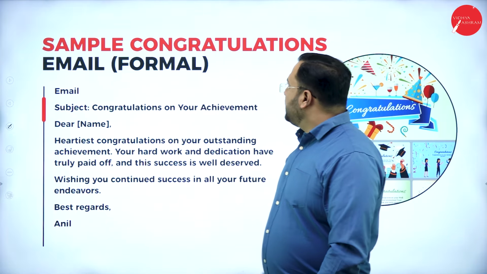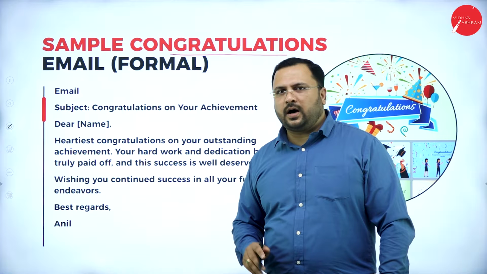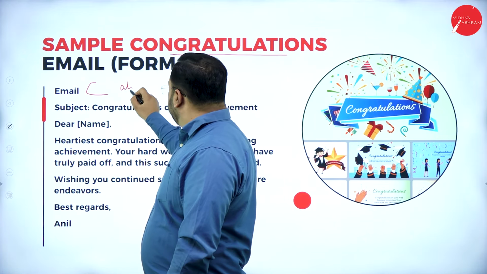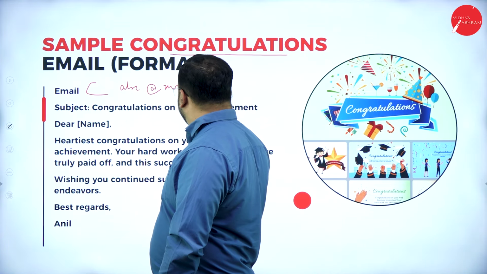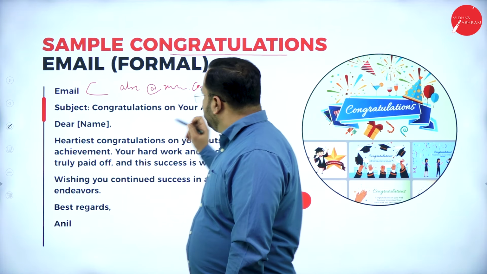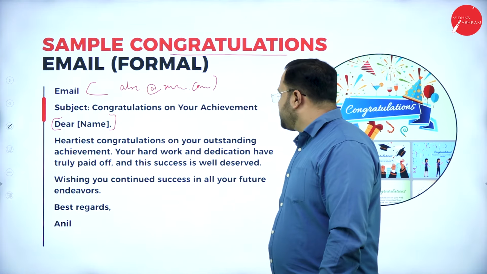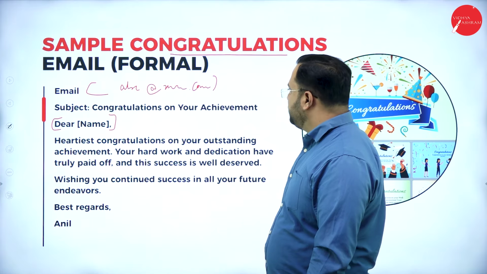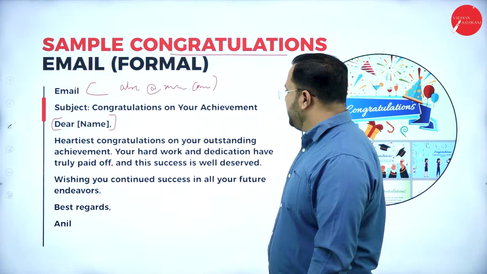Moving forward, let us come to a congratulation email. So how do you compose it? Same email address, abc@xyz.com. Subject: Congratulations on your achievement. Then "Dear," and here you can use the name. Congratulations on your outstanding achievement. Your hard work and dedication have truly paid off and the success is well deserved. Wishing you continued success in all your future endeavors.